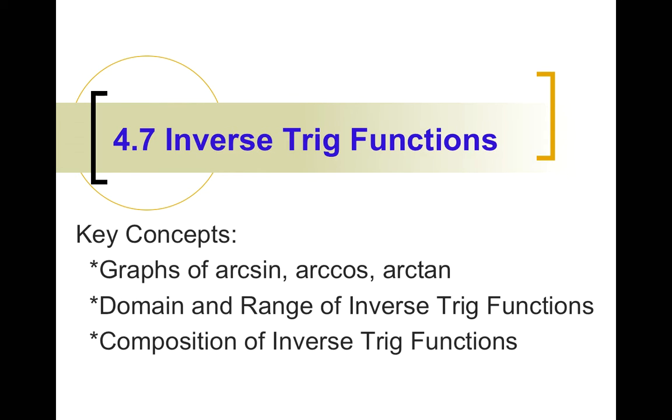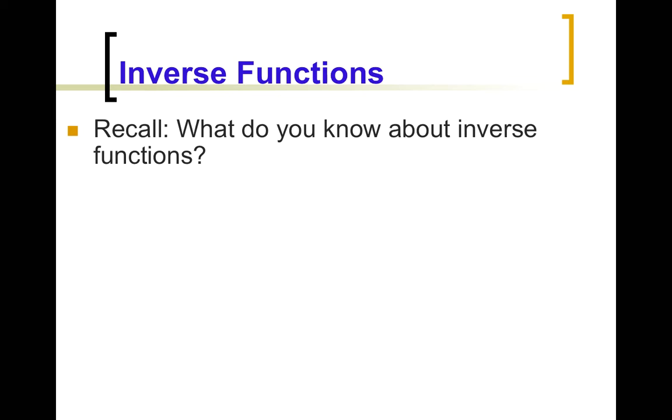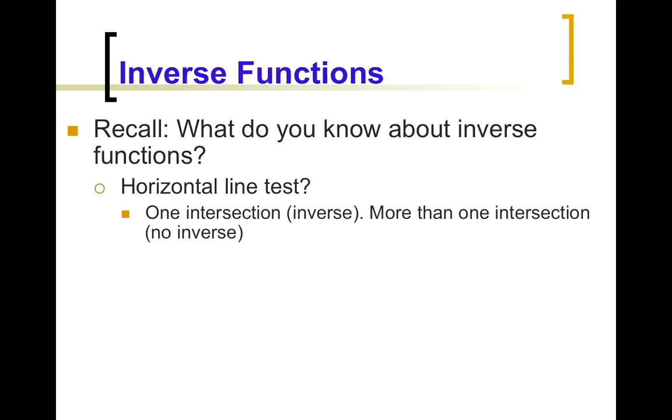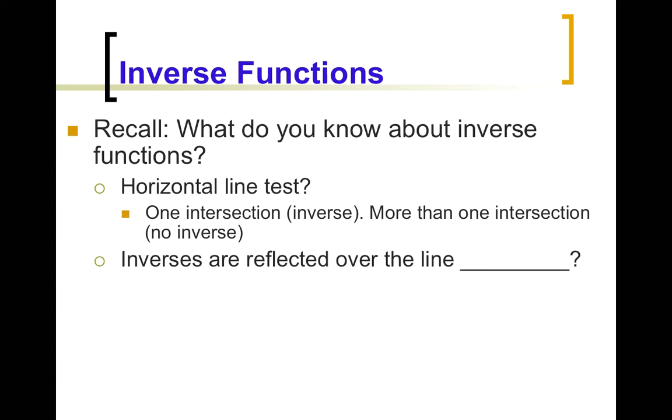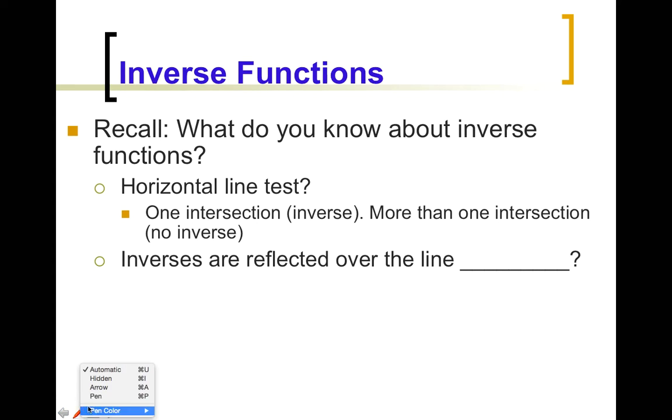All right, so let's go ahead and look at a few things. Let's first look at what it means to be an inverse function. So what do we know so far? We know things about the horizontal line test. If a function passes the horizontal line test, then it has an inverse. If there's more than one intersection for a horizontal line, there is no inverse. Inverses reflect over the line y equals x.